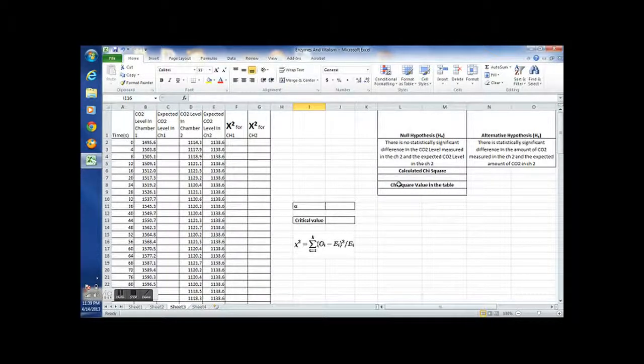95% accuracy, so the alpha is 5%, which is 0.05. My degree of freedom is the number of entries minus 1. The number of entries is 116, so 116 minus 1 is 115. Let me write here: degree of freedom is 115.